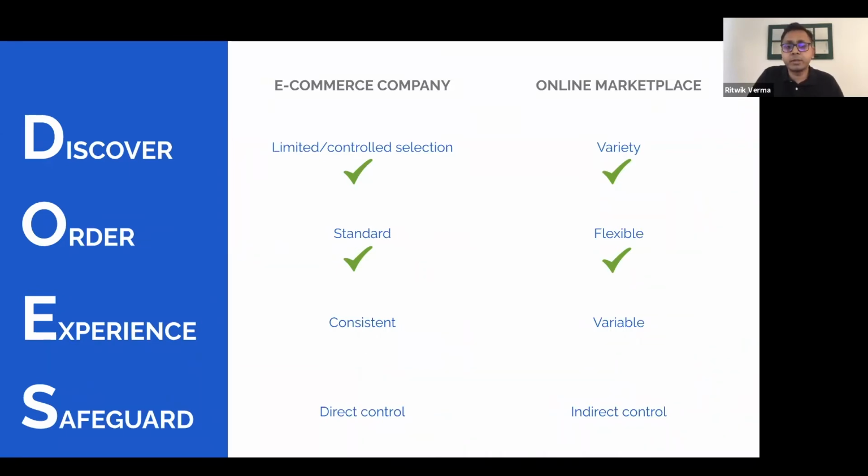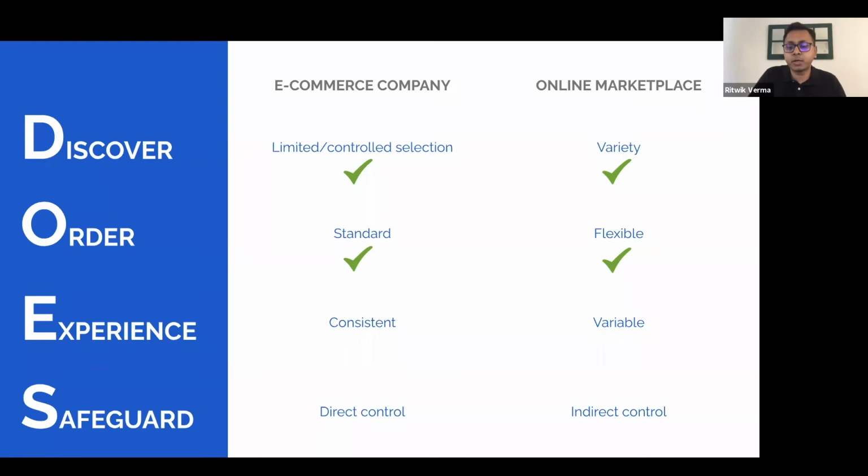However, the differences come in the next two phases, experience and safeguard. Because an e-commerce company owns and produces the experience that you're looking for, it is bound to be more consistent. Some of the well-established brands such as Nike or Hilton have spent millions in ensuring a consistent process and making sure that customers have a similar experience across time, across locations.